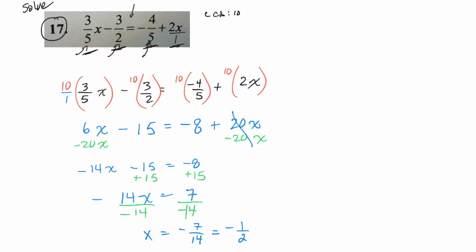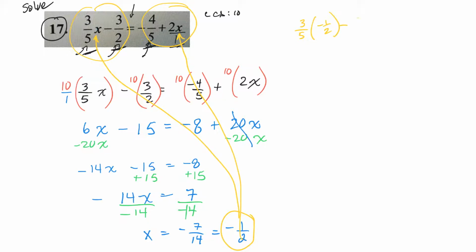Now they say in the question you want to check that, so you could take that negative 1/2 and plug it in right there, and plug it in right there, and see if one side is equal to the other side. And I would just plug that in my calculator. So 3/5 times negative 1/2 minus 3/2, see what that comes out to. And then negative 4/5 plus 2 times negative 1/2. And see what that comes out to. And hopefully the two are the same. Hopefully that helps you with that equation.